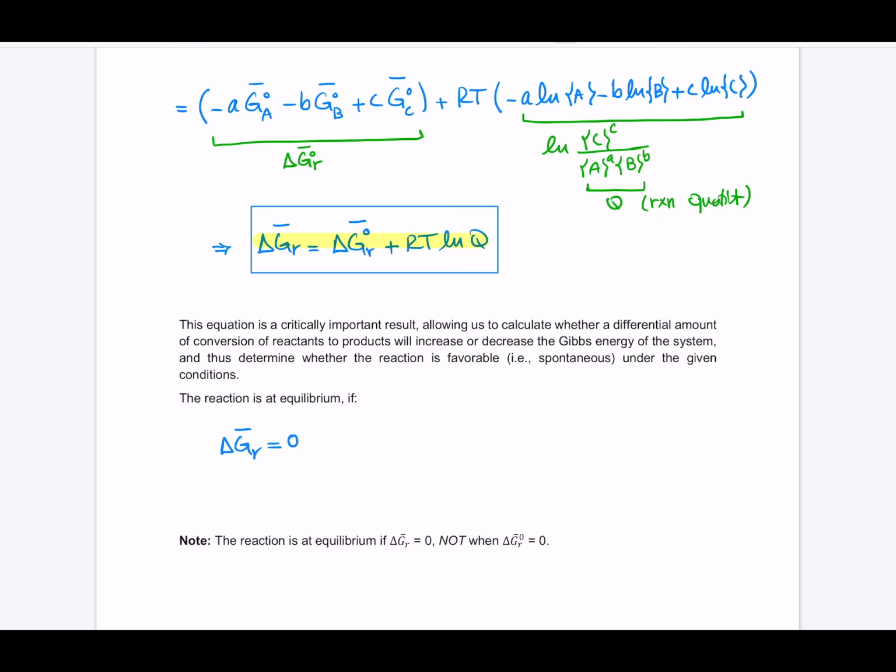So basically the reaction is at equilibrium if delta G of the reaction, not delta G of the reaction at standard conditions, is zero. Because that value depends on the table values, not here. If we insert this into what we had here, at equilibrium, delta G_R is equal to minus RT ln of K, because Q is equal to K.